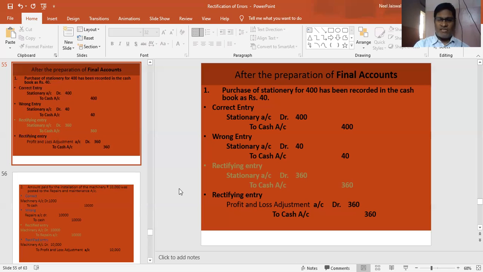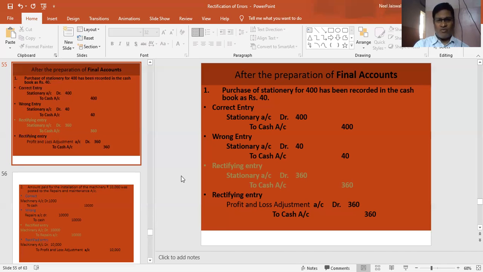Whereas cash and any personal account, they do directly come in the balance sheet. So they are not closed, they are assets and liabilities. So assets and liabilities, we are not recording with the words profit and loss adjustment, but all profits, losses, expenses, and revenues, as they are already closed in trading and profit and loss account, that's why we are writing profit and loss adjustment account.